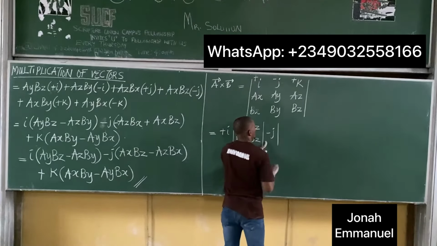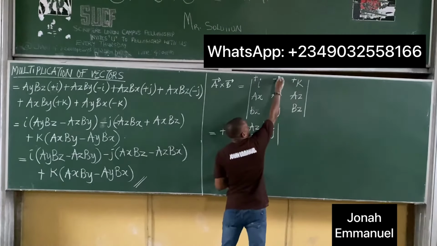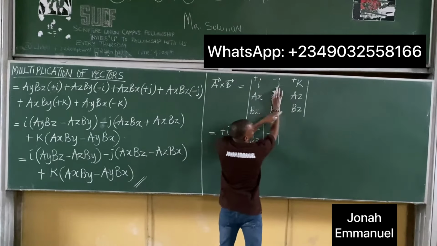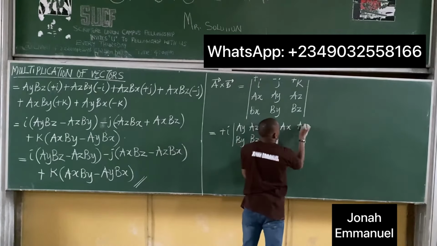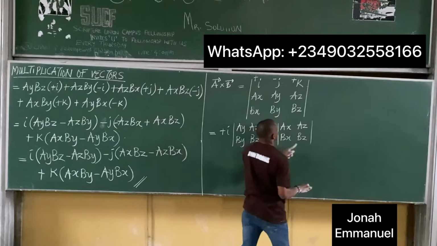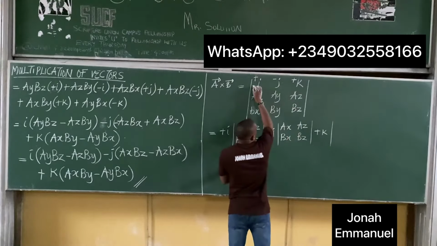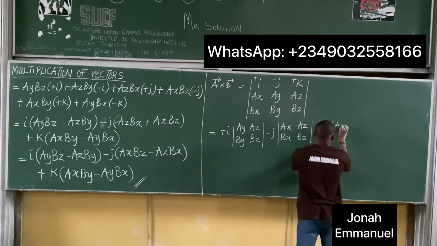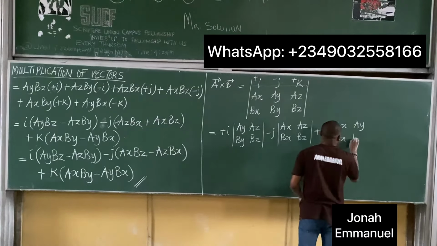So minus J into, for J now, cover the row, that's covered here, cover the column, that's covered here. I'm left with AX, AZ, BX, BZ. Finally, plus K. So plus K, cover the row, that's here, cover the column. That's AX, AY, BX, BY.